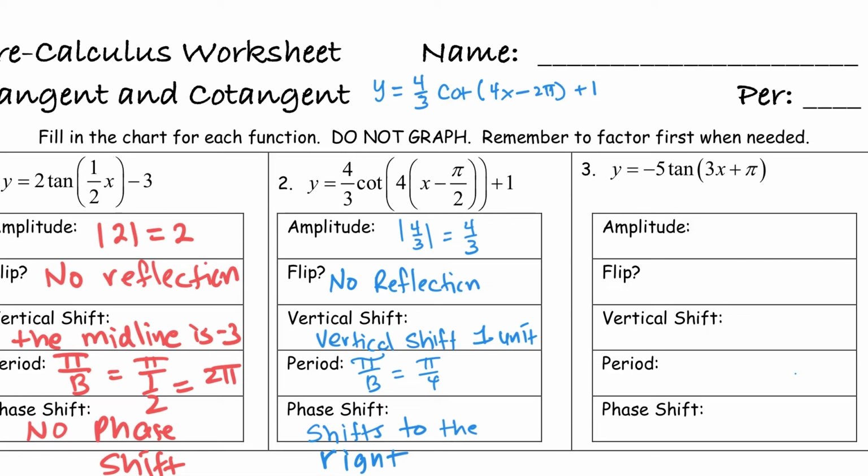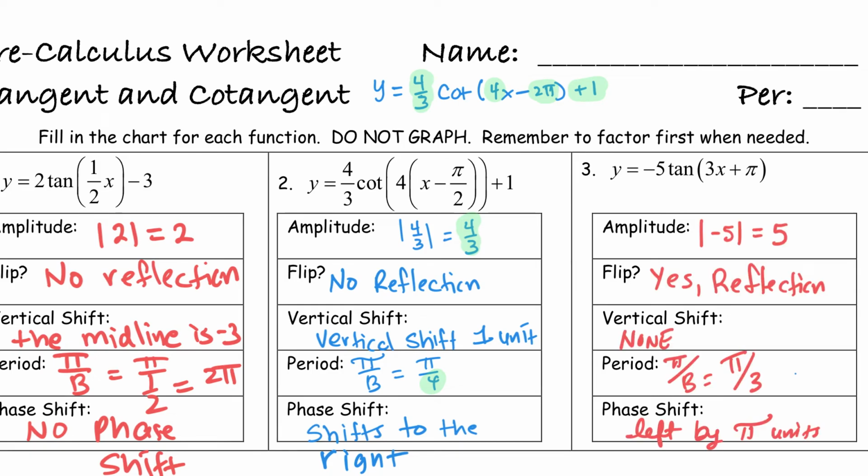And I'm going to go ahead and highlight what I'm talking about. So, for example, 4 is right here. 4/3 is here. It's the number right in front of cotangent. There's no reflection because there isn't a negative. Vertical shift to 1 unit, it's right here. And then phase shift to the right, and it's 2 pi.